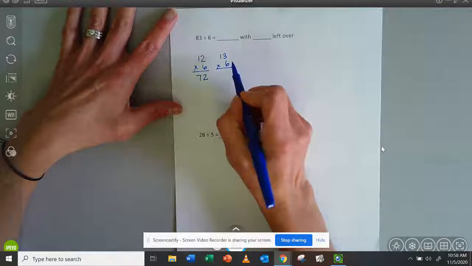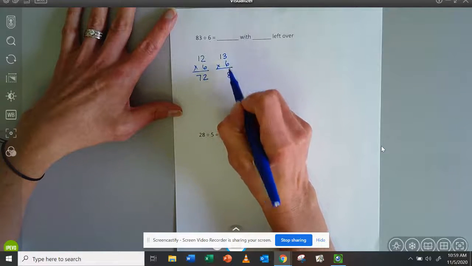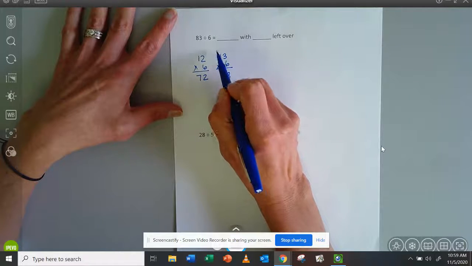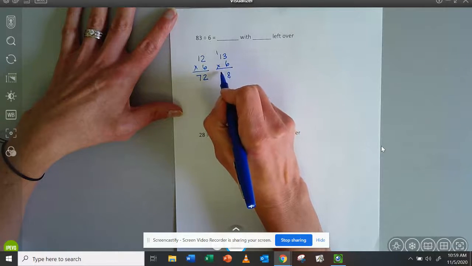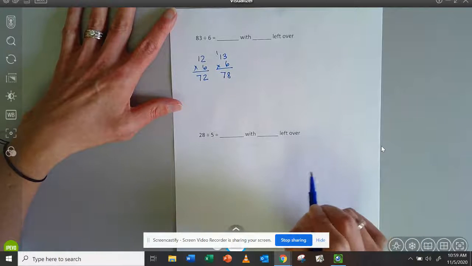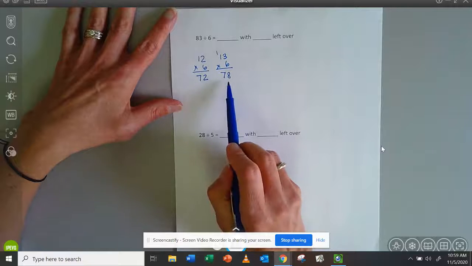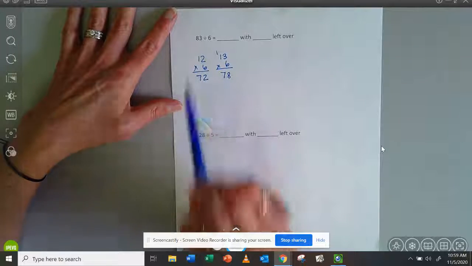And I'm going to have to do some work with this, and that's okay. So 3 times 6 is 18. 6 times 1 is 6 plus 1 is 7. So I get 78. I'm thinking I cannot go any further. If I add another 6 onto this, I am going to be over 83.